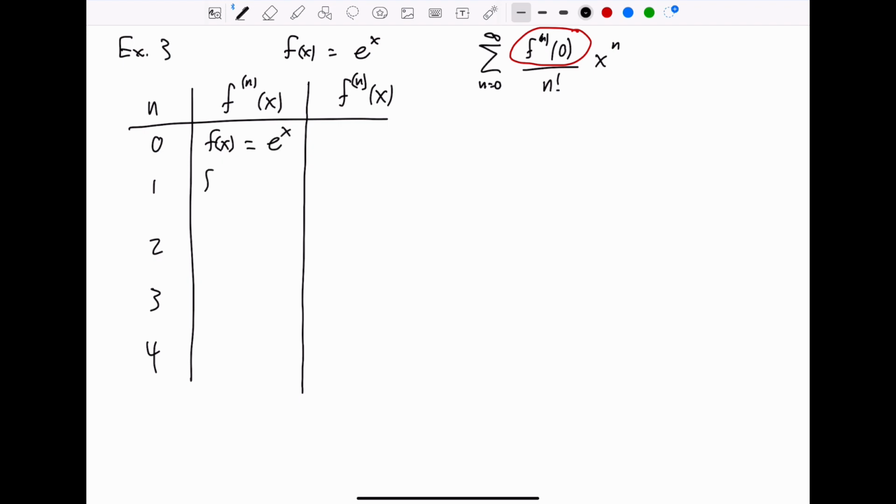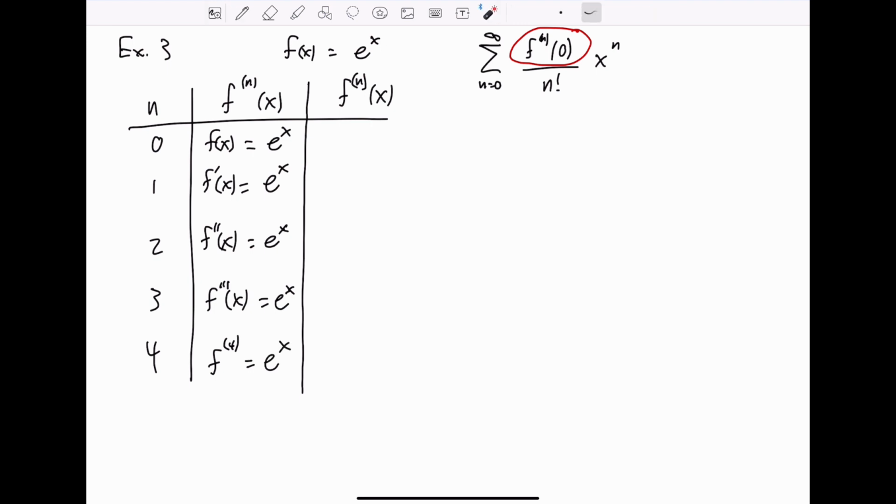If n equals 1, we're looking at f prime, the first derivative. What's the first derivative of e to the x? It's just e to the x. Second derivative of e to the x, e to the x. Third derivative, e to the x. We're getting just e to the x every single time because the derivative of e to the x is just e to the x. So that's kind of nice.